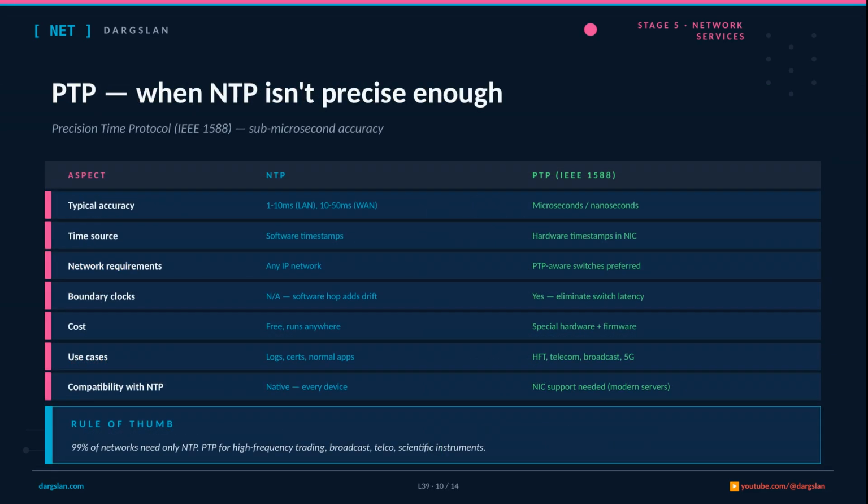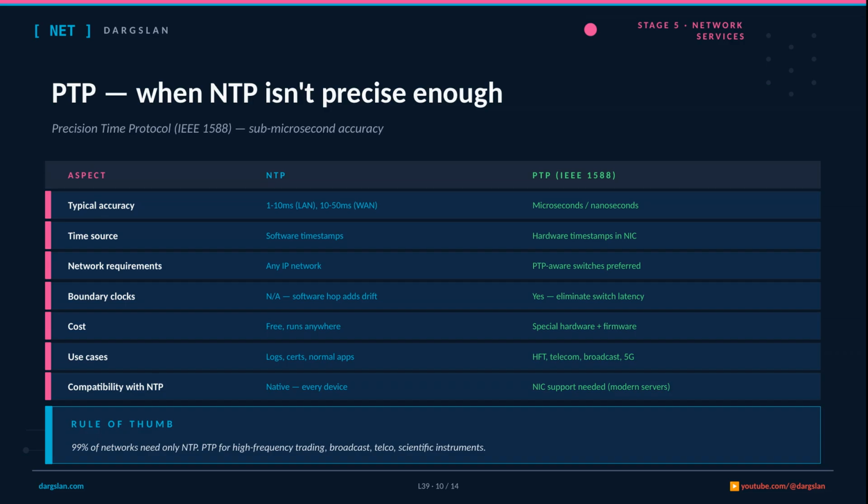Now, NTP gets you within a few milliseconds, and for 99% of networks, that's perfectly fine. But some worlds need much tighter sync. High-frequency trading, where microseconds equal millions, 5G radios that have to hand off cleanly, broadcast studios aligning video frames. That's where PTP, the Precision Time Protocol from IEEE 1588, takes over.